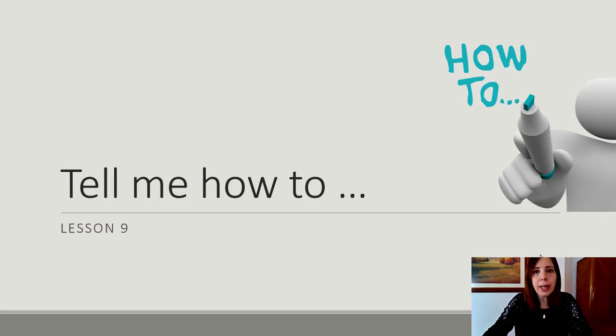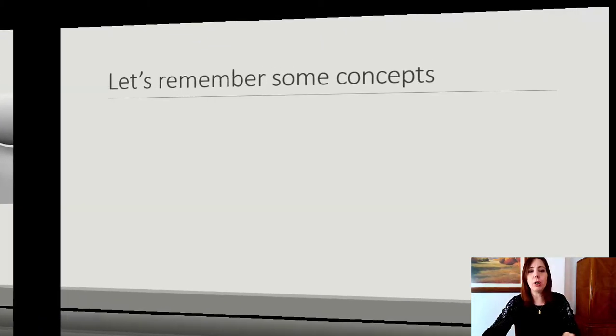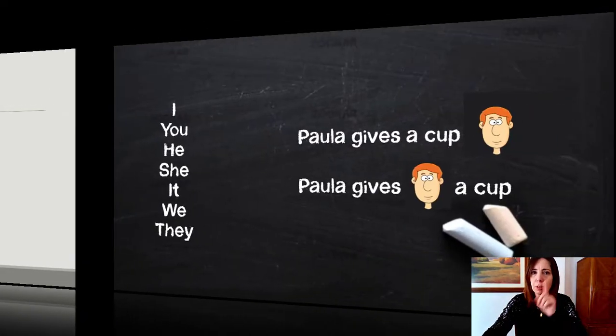Welcome. Here we are again for the second part. We have already covered the vocabulary to speak about the different parts of the vending machine. Let's see how to explain how to use it. So here we go. Let's remember some concepts first.